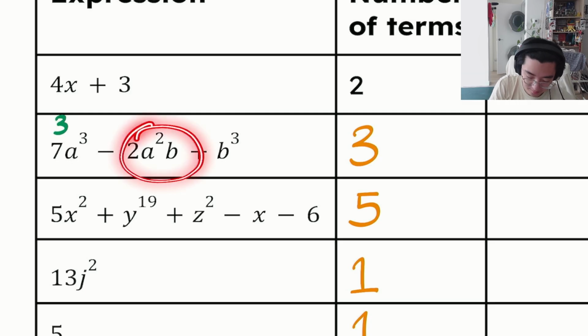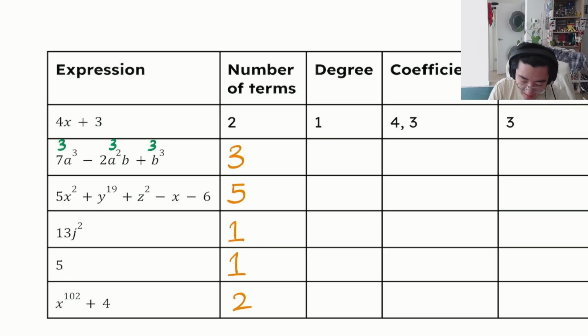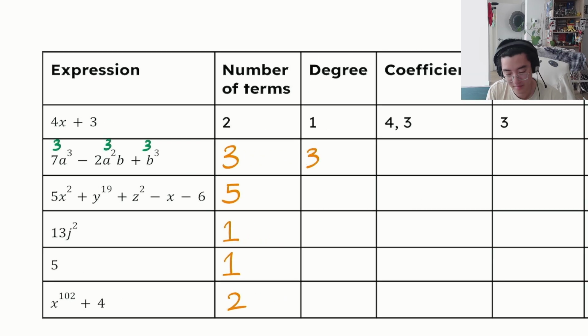The degree here is the 2 plus the 1, right? We don't have an exponent, so it has to be the 1. 2 plus 1 is also 3. And the last one's degree is also 3. So the degree, the highest degree, of course, is 3.